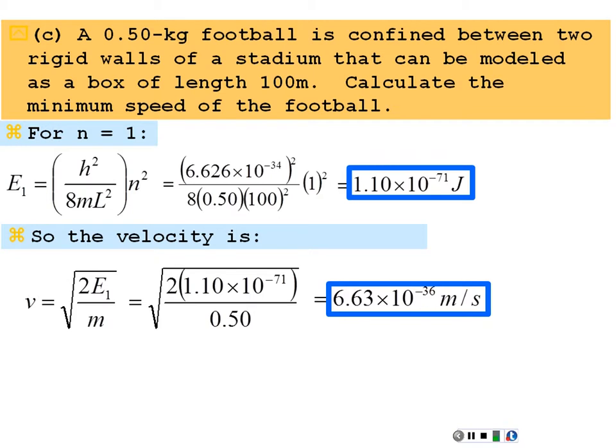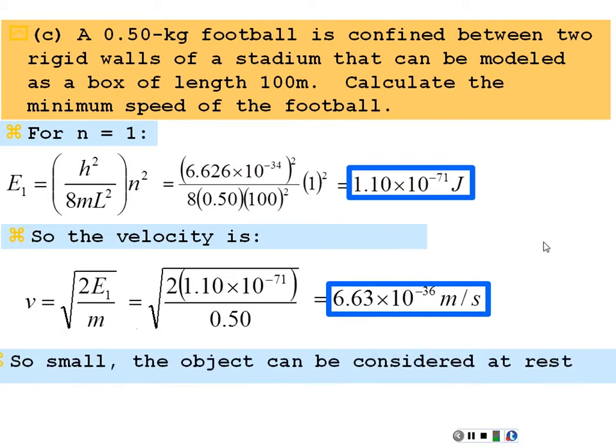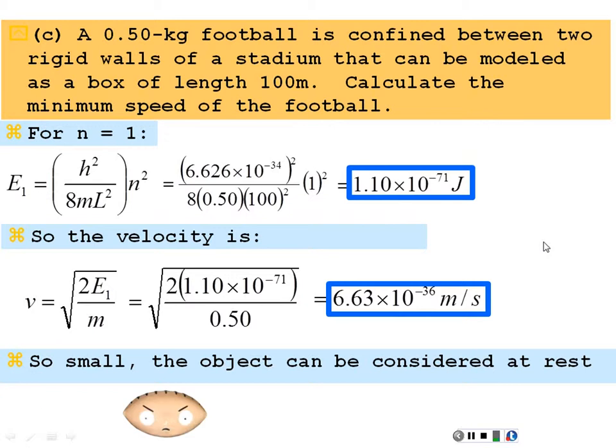That's the minimum speed of the football, and if the football had that kind of speed, you wouldn't be able to notice it. 10 to the minus 36 is far beyond any capable measuring and any visual cue that you might be able to pick up on the football. So as far as we're concerned, it would simply look like it's at rest. This is definitely too small to be measurable by the human eye.